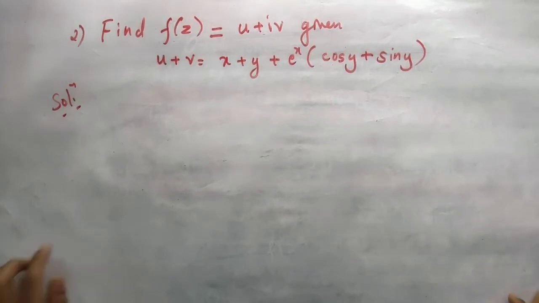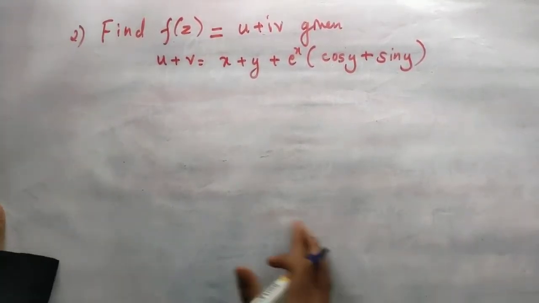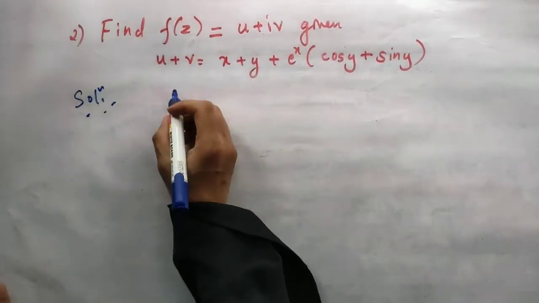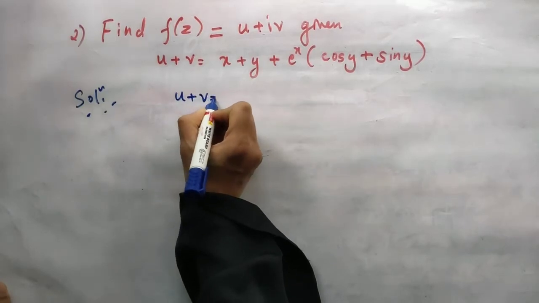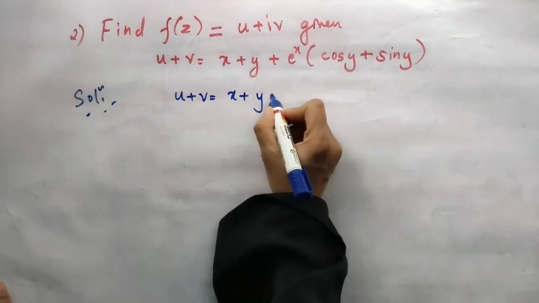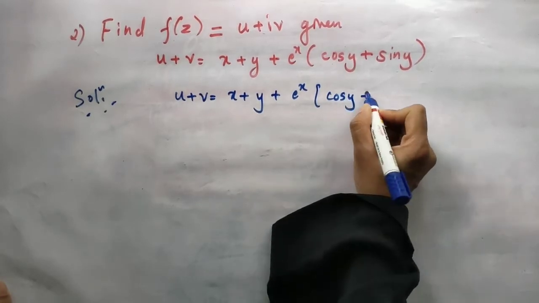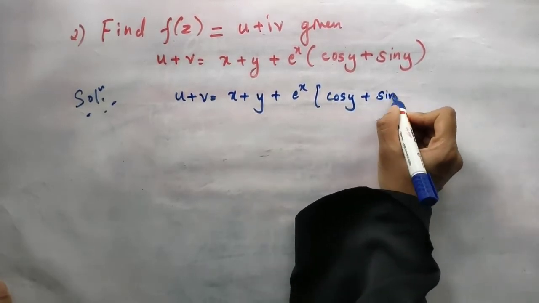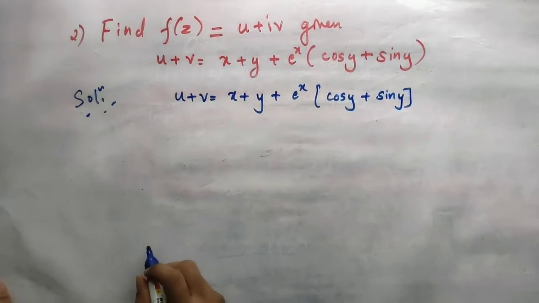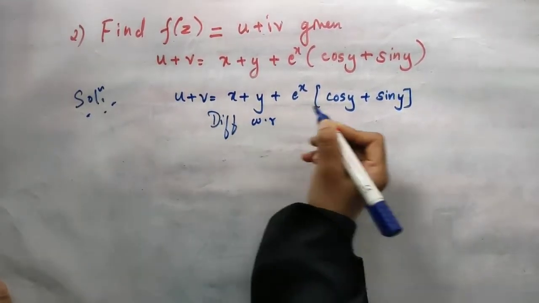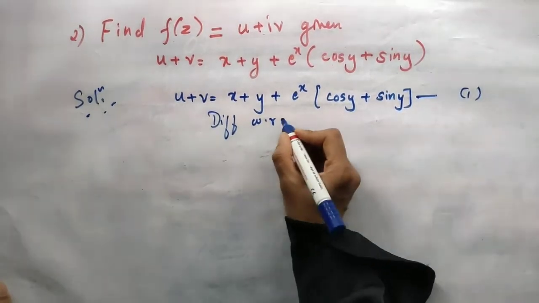Let's see how to solve this. The solution is very easy, very simple. So let us simplify. Here you have u + v = x + y + e^x (cos y + sin y). First, I'll differentiate this. I'll call it equation 1.